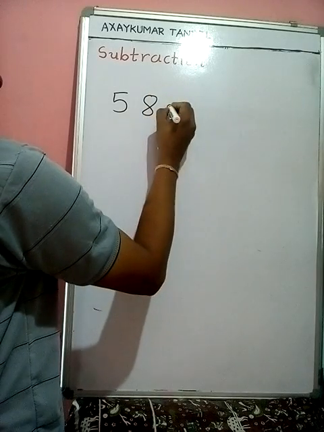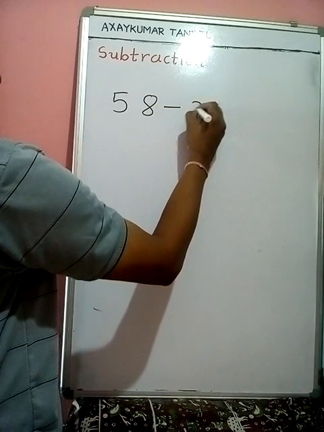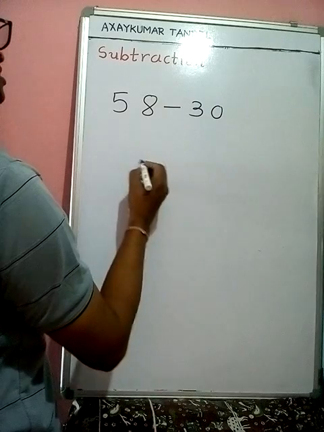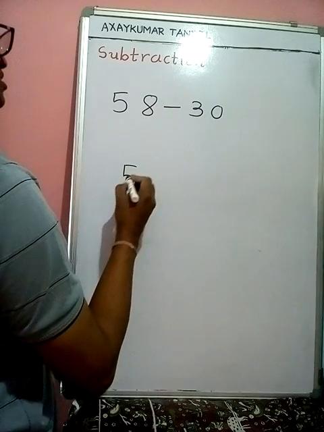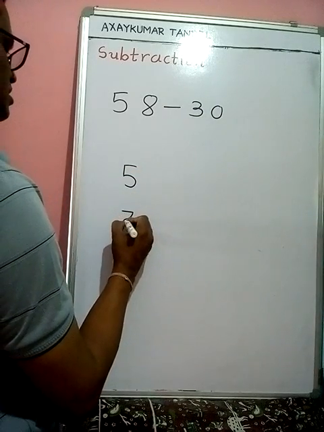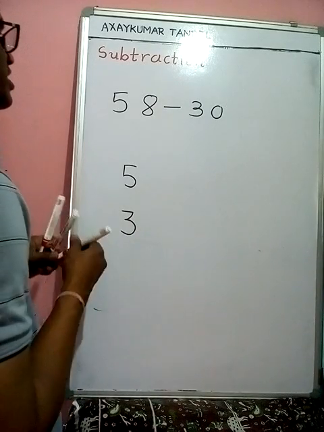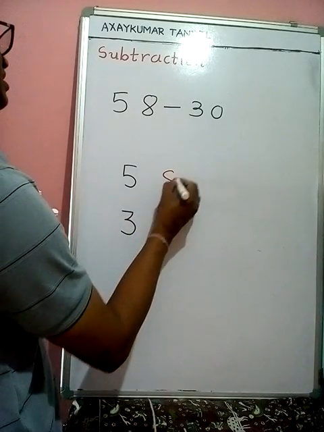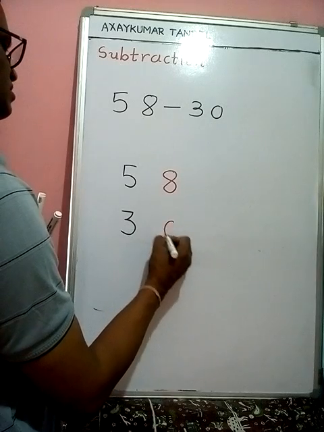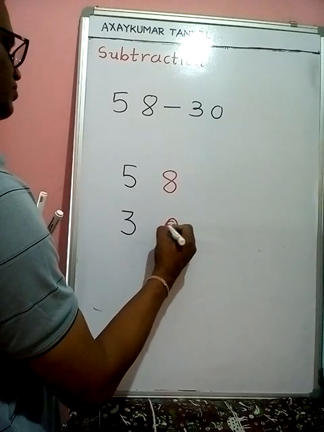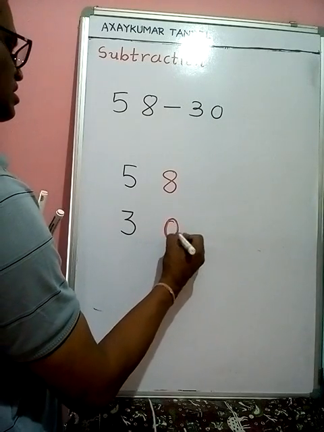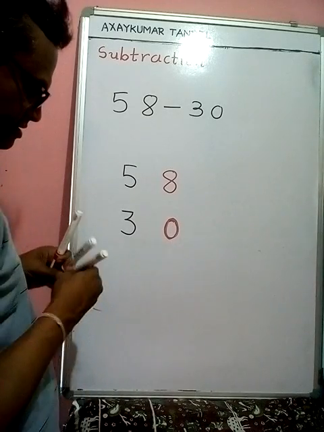58 minus 30. We write here tens with black color and units with red color. It is not required to use black or red. It is only for good understanding.